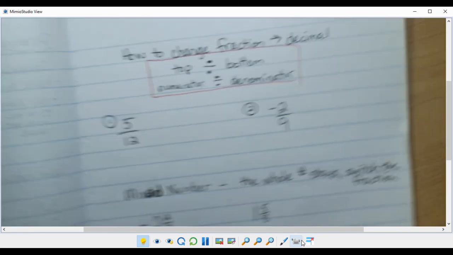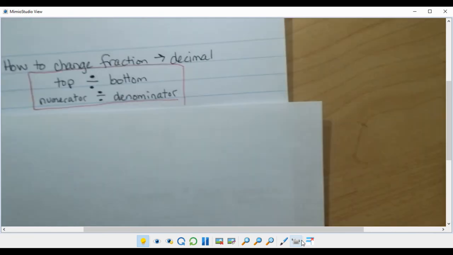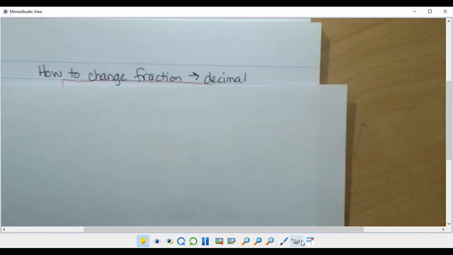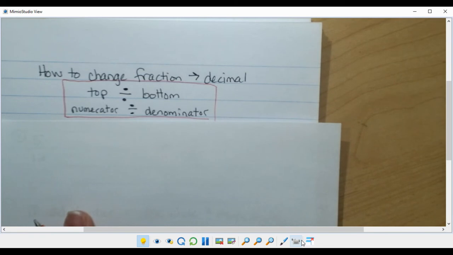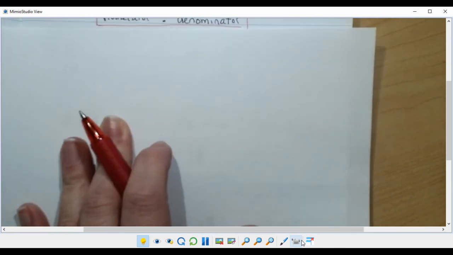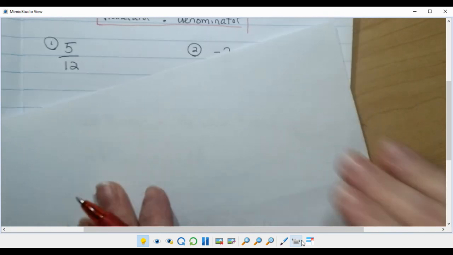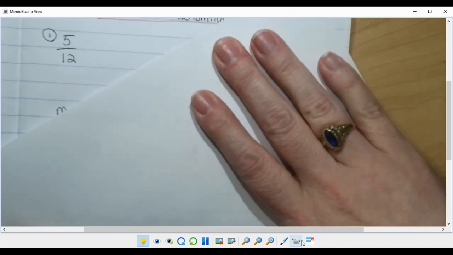Okay, let's talk about how to get some of these. How do you change a fraction to a decimal? We've talked about this already. You simply divide. Whether you do it on pencil and paper with the traditional division sign, or whether you grab a calculator and do it that way, you're still going to do the numerator divided by the denominator in that order. All right? So let's try one of these. What if we had 5/12?